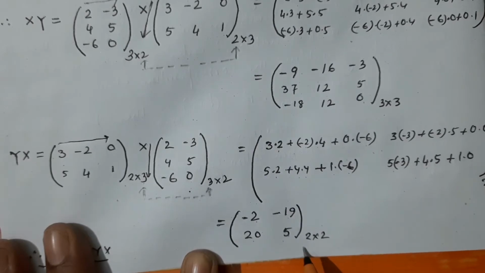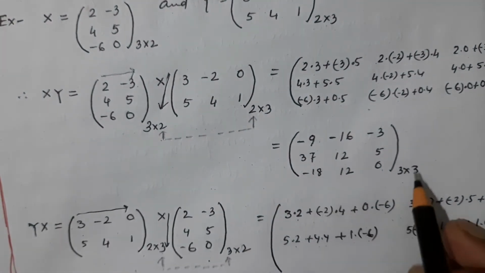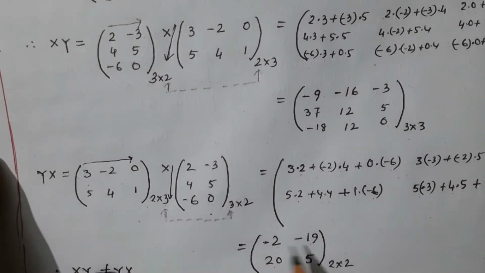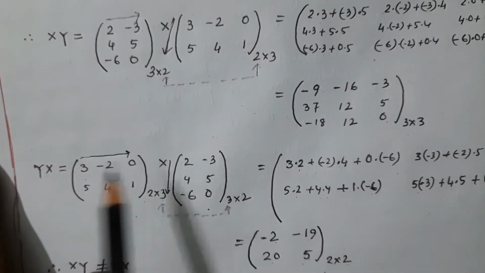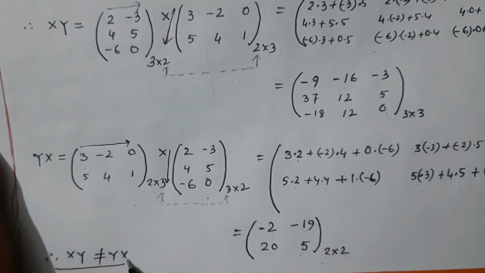This is a 2 cross 2 matrix. And therefore, here we see that XY is a 3 cross 3 matrix, and when we multiply YX, we get a 2 cross 2 matrix. Therefore, we can say XY is not equal to YX. So matrix multiplication is not commutative.